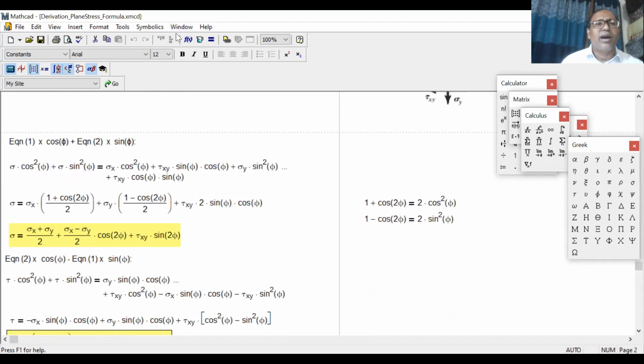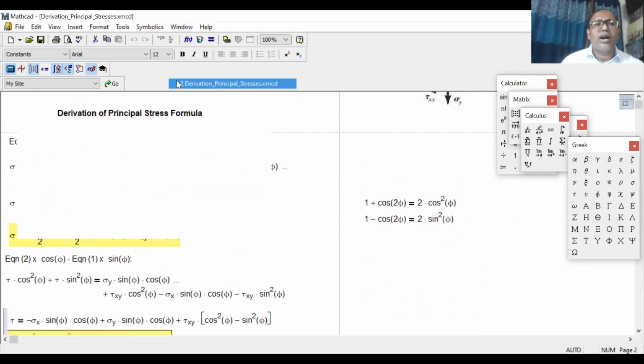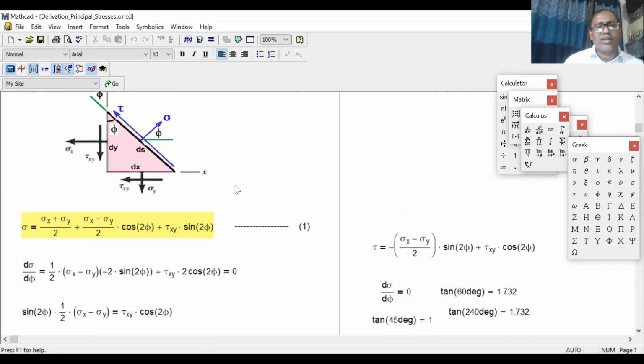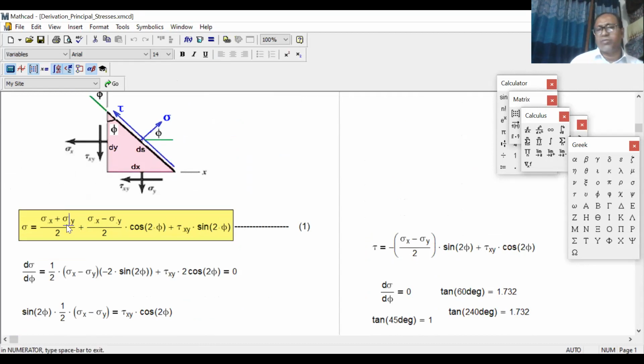Now we'll show you how we can figure out the principal stress. We use the same mother formula. You have no chance to vary this sigma x, sigma y. This is external load, it is constant, it's already given. So this value we cannot change. Only cos 2 phi and sin 2 phi are the changeable or variable values.